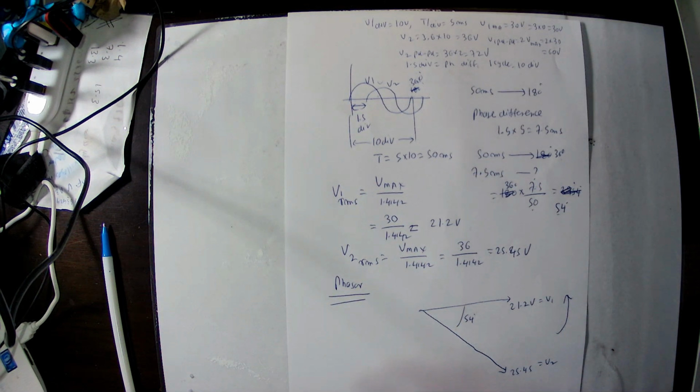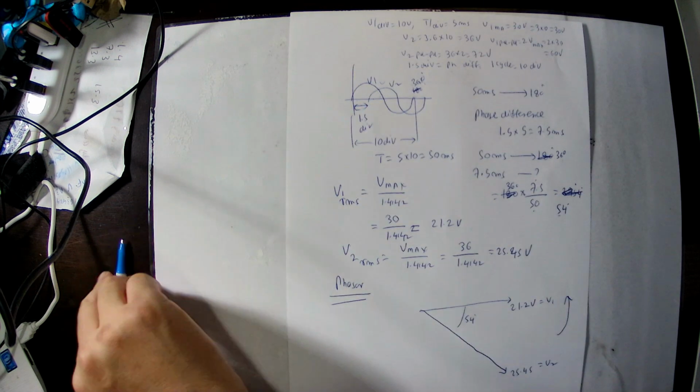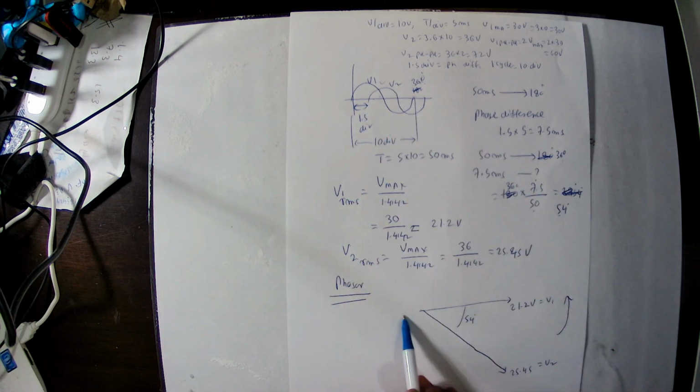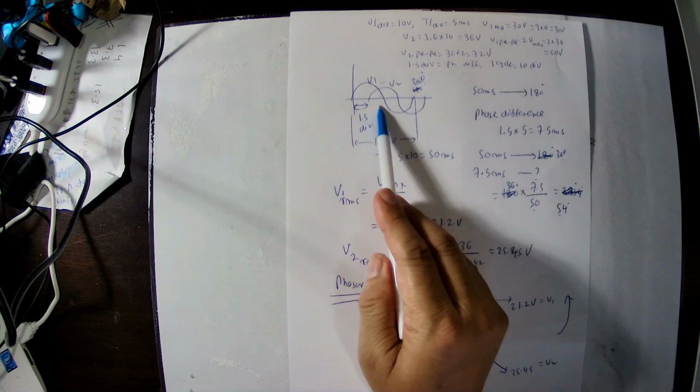So V1 is horizontal, V2 is lagging. So V2 is coming from here, V2 is lagging. V2 lagging means from the V1 horizontal line at 54 degrees, we can plot the V2 value. V1 21 by 2, V2 25 by 45. Then we can draw the phasor diagram. This way, we can draw the phasor diagram like this. So this means that if you see the waveform, we can change it to the phasor diagram like this.